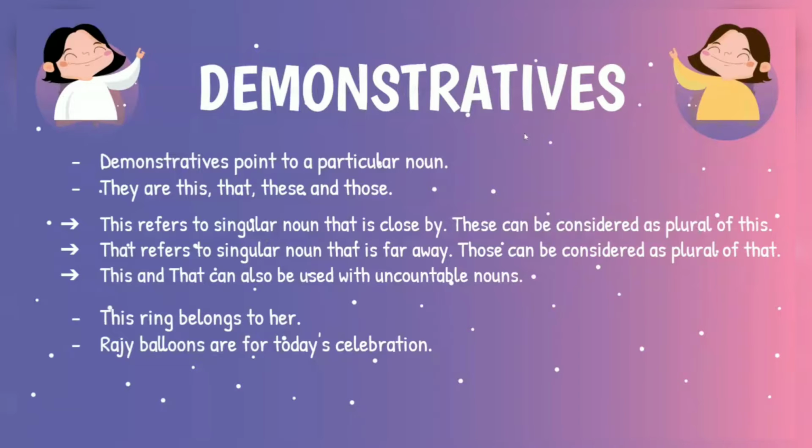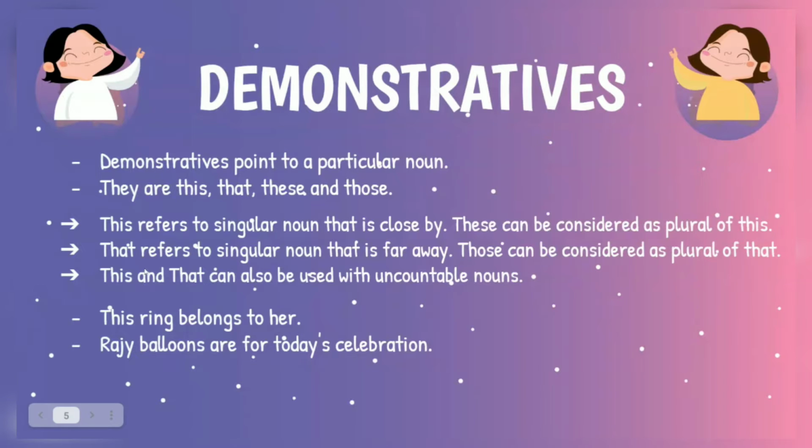Okay, so next, demonstratives. Demonstratives point to a particular noun. They are this, that, these and those. This refers to a singular noun that is close by. These can be considered as the plural of this. Similarly, that refers to a singular noun that is far away, and those is considered as the plural of that.